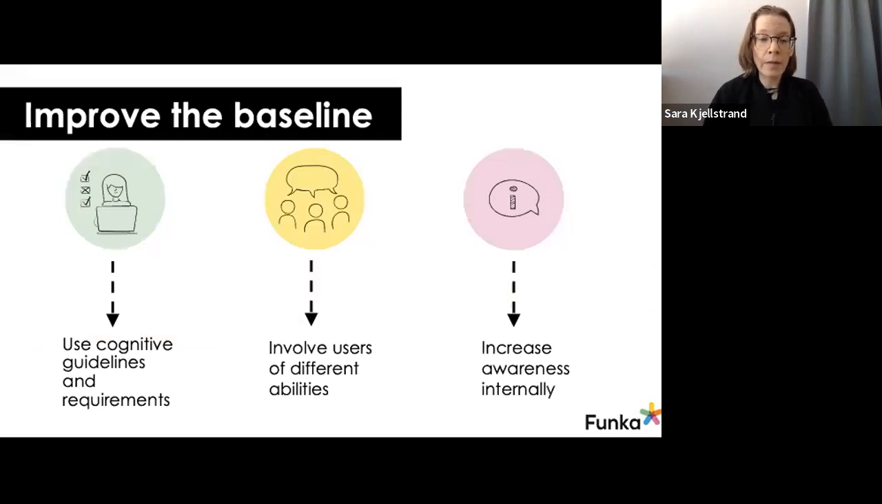So just to improve the baseline on cognitive accessibility, first, what you can do is to use cognitive guidelines and requirements. And there are quite a lot of these. And also, as always, involve users of different abilities in user testing, in user research. And finally, there are lots of things you can do, but the third key tip is really to increase awareness internally in the team.